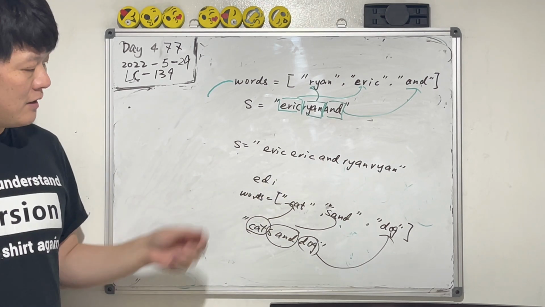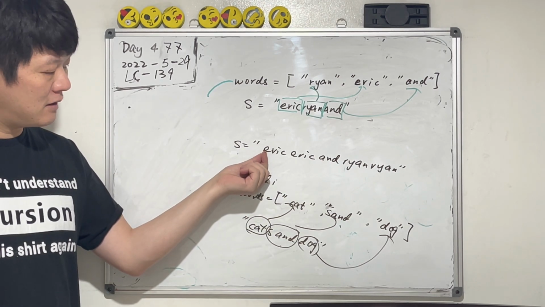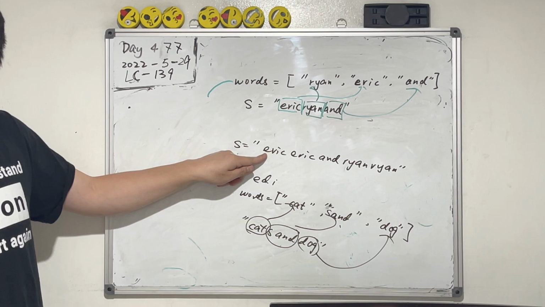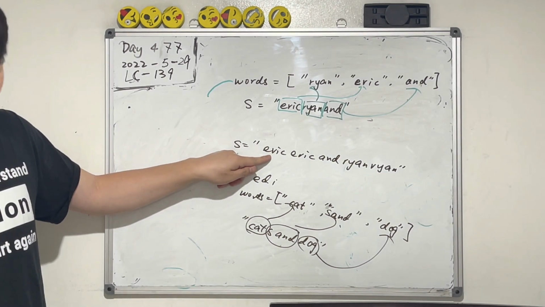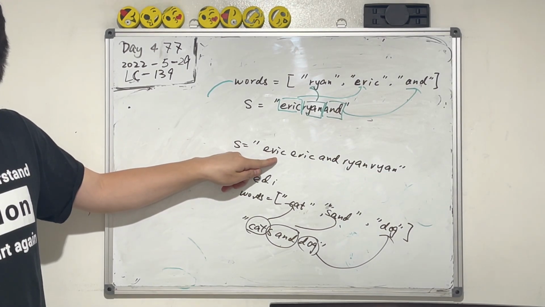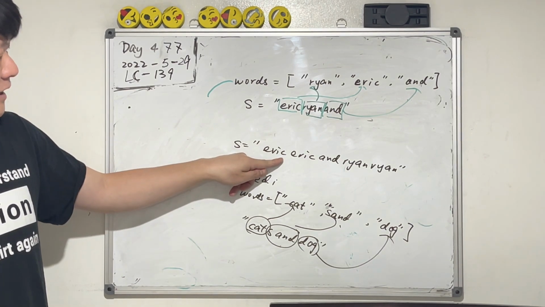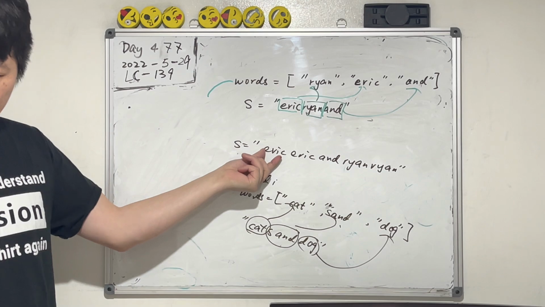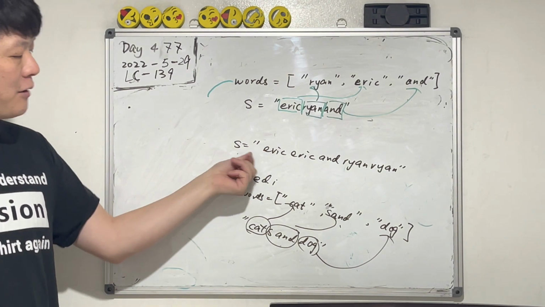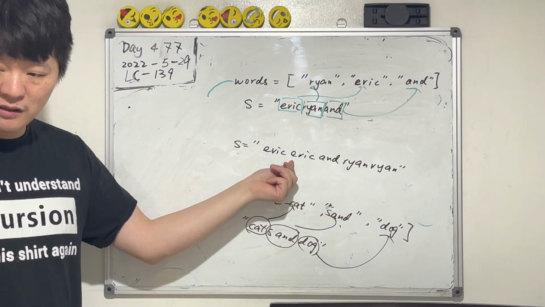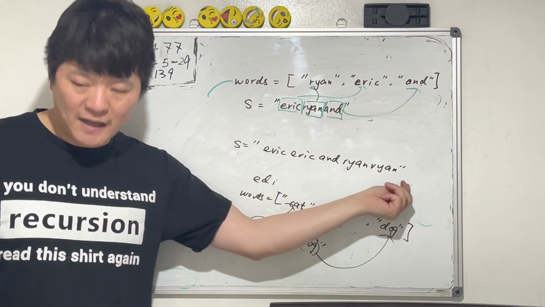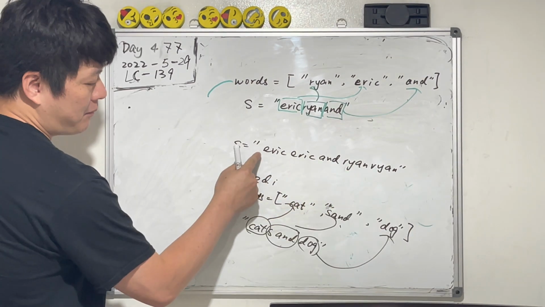So look, I will check if E is in the string, no. If ER is in the string, no. If ERI is in the given list, no. ERIC, yes. Then because ERIC is in the list, what would I do? I will jump to the next word, and then repeat until I reach the end.